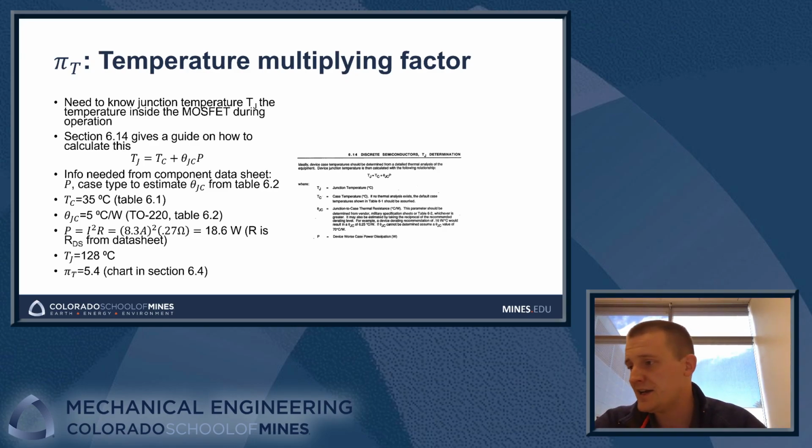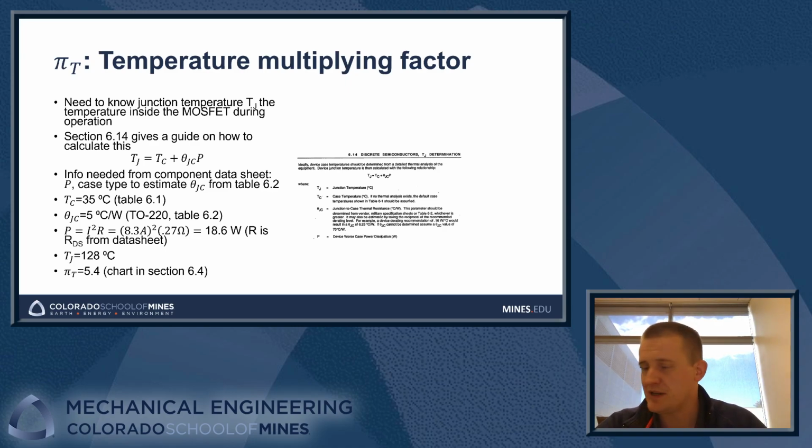There's actually a little guide in section 6.14 of Mil Handbook 217F that goes over how exactly to do this. It gives you a basic model to estimate what the temperature inside of your MOSFET is. It gives us this equation where our junction temperature is equal to Tc plus this thermal resistance term times the power that we're dissipating inside of our component. So we can follow along with their calculation there.